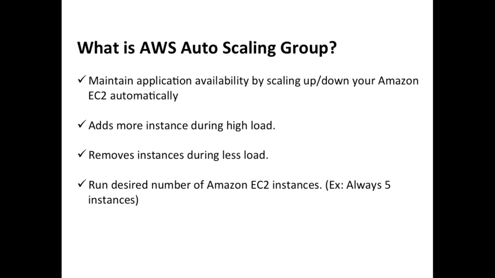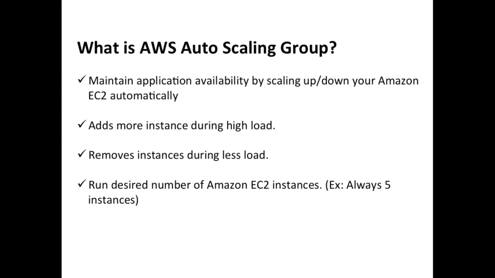It's one of the Amazon Web Service services which basically helps us to maintain the application availability by scaling up or down by automatically launching EC2 instances for certain conditions. For example, you can add more instances when the application load increases, or you can remove the instances automatically when the load decreases, goes down to a certain number.